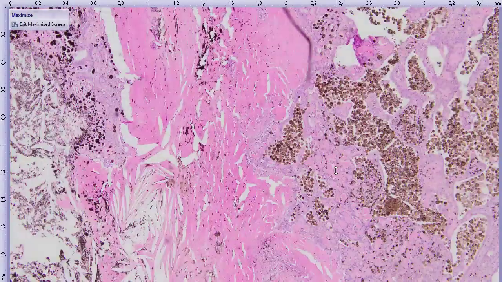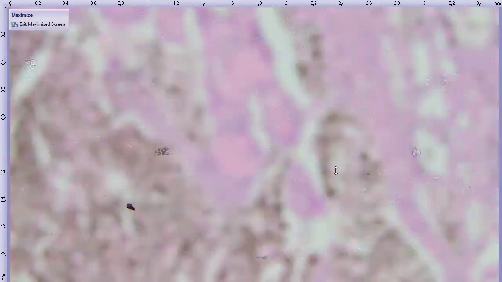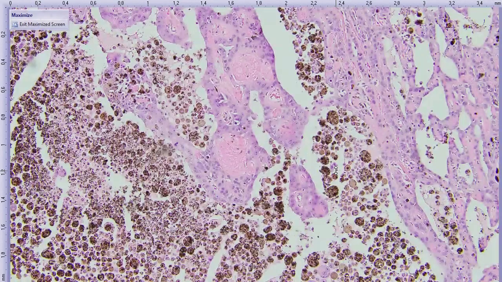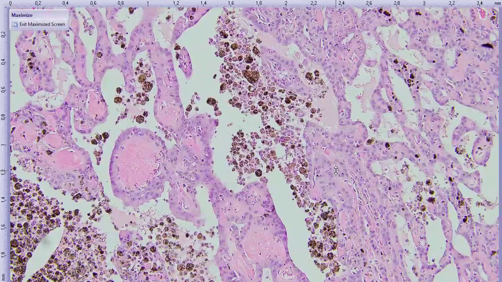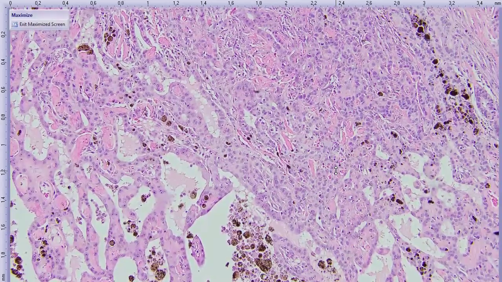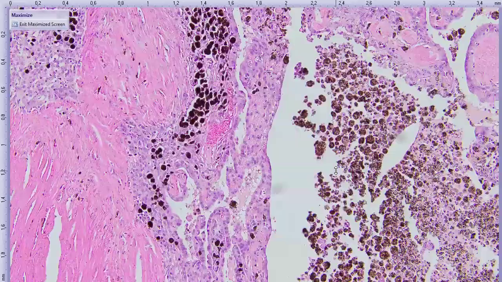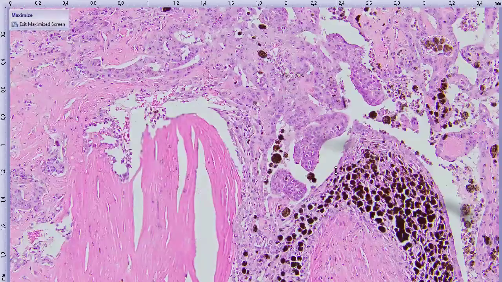If you keep moving around, now look at that. Two worlds collide. Now we have an intersection where we have the more obviously epithelial neoplastic component of this neoplasm with the more pigmented component right there.